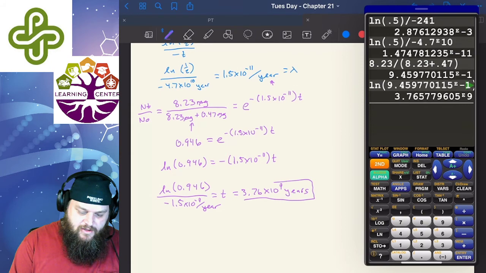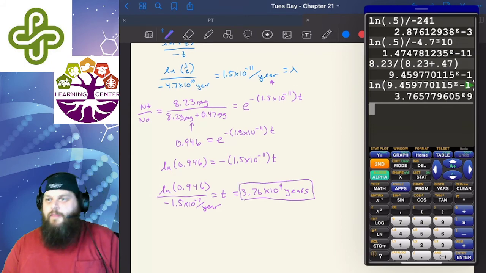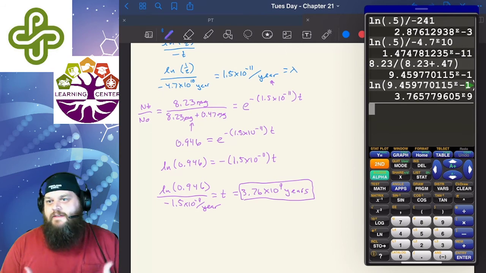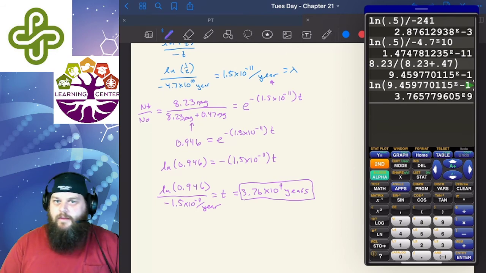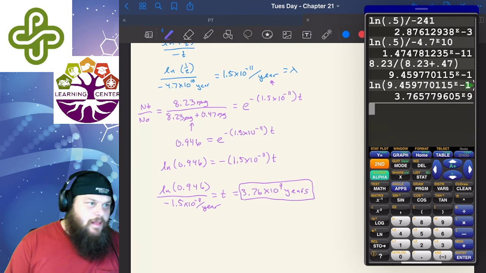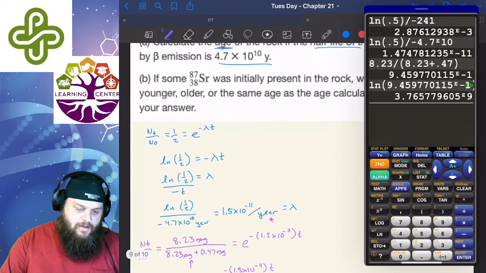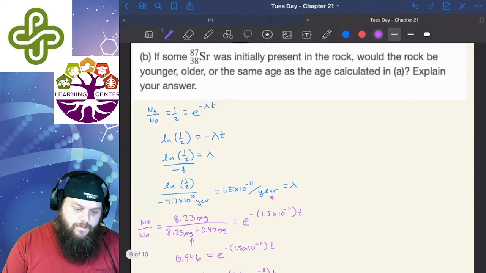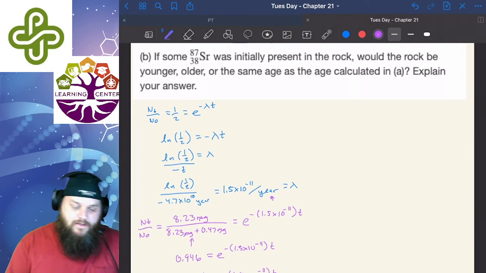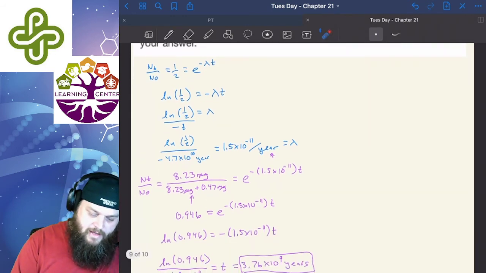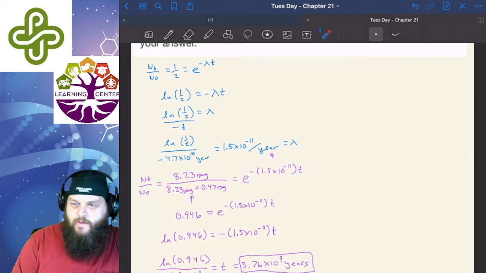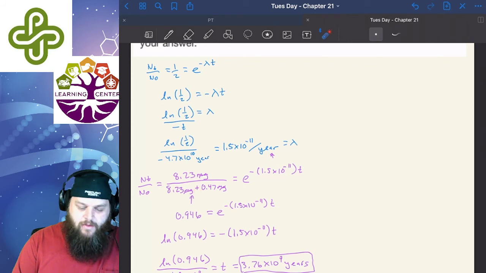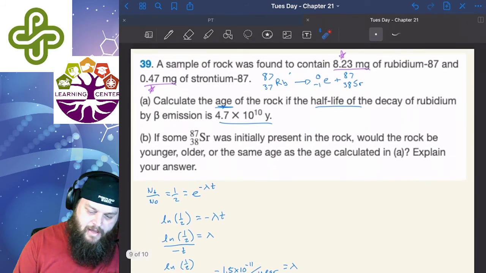So that's the age based off of the amount of rubidium that's left that has not decayed yet. That's assuming that all the strontium in that sample came from that decay of rubidium. The last part on here, back up. Oh, I should make a note. Part of the reason I was able to do this simple ratio, even though I had two different elements, is that rubidium and strontium, they're both the same atomic mass.